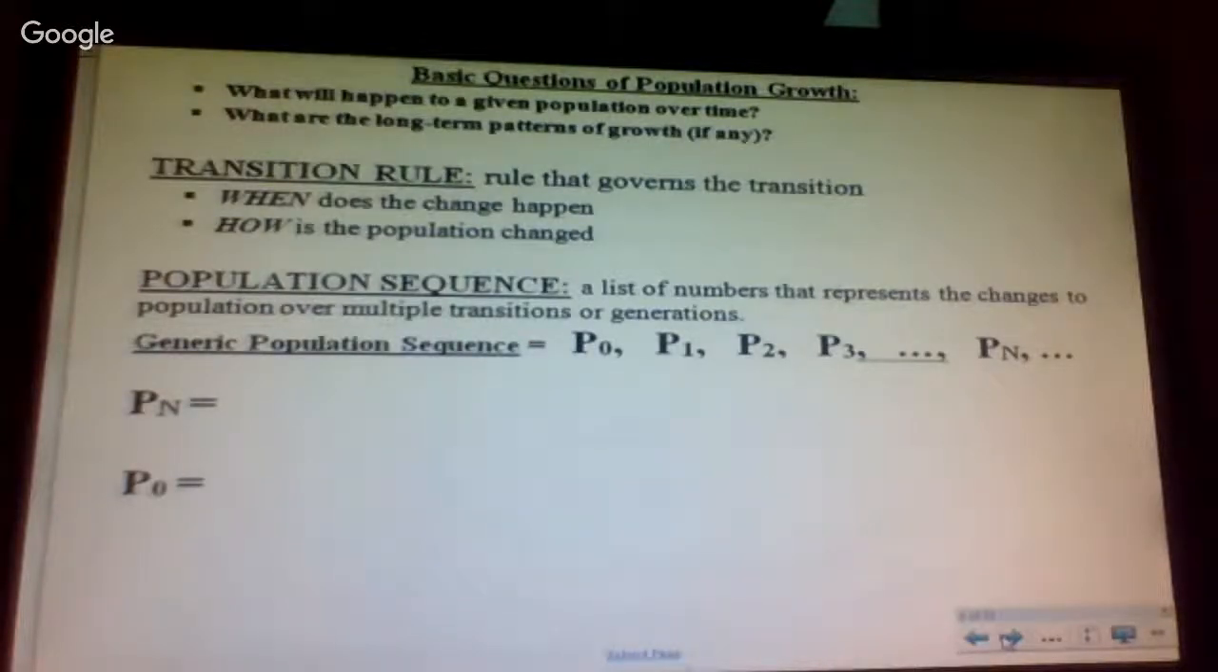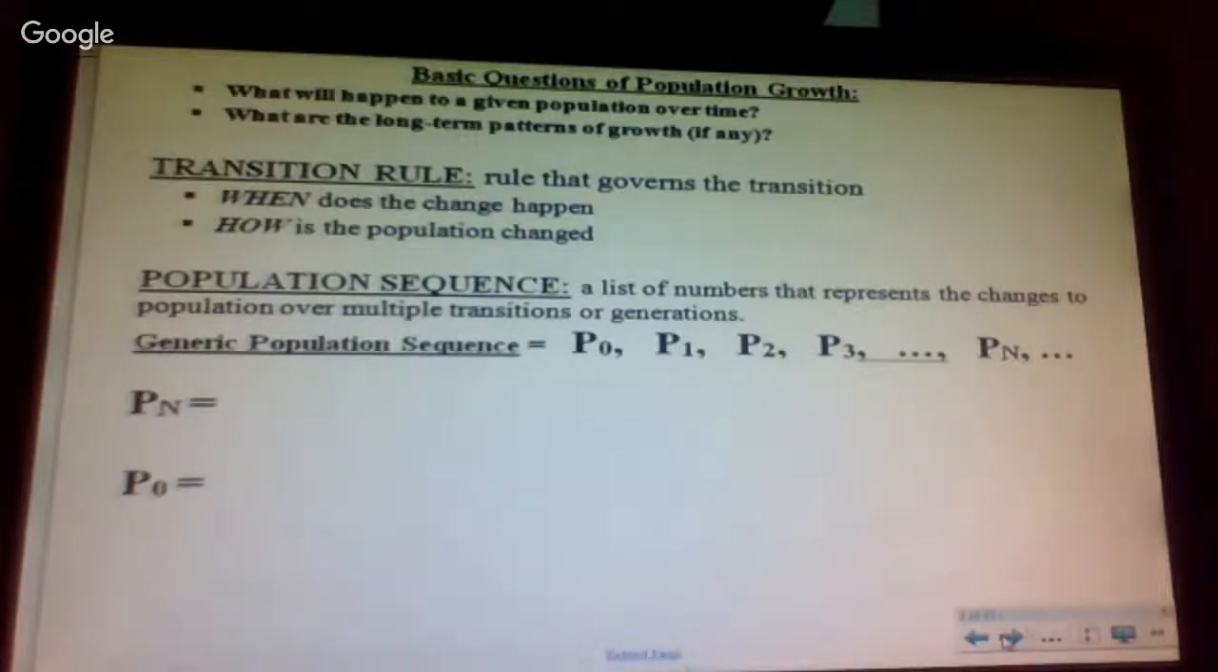Basic questions that you'll be able to answer in this chapter: What will happen to a given population over time? Is it going to grow? Is it going to stop? What are the long-term patterns of growth, if we have any? The transition rule that we need to look at is when does it happen and how does it change?